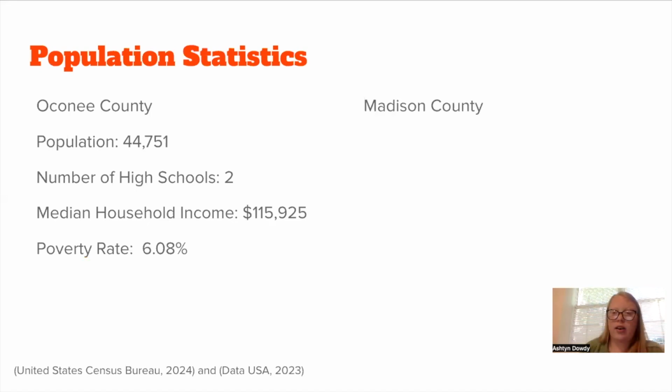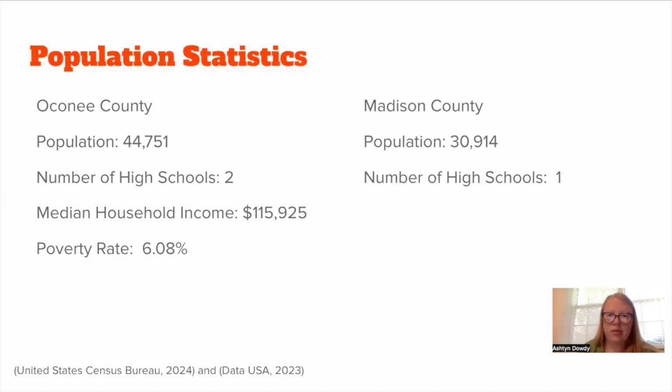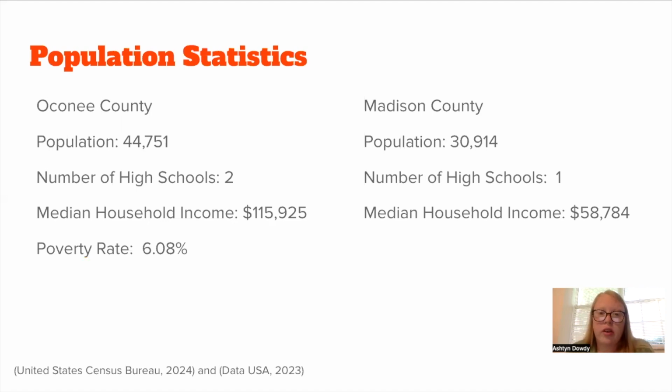Then you look at Madison County. Again, this is the county as a whole. A little bit smaller population, nearly about 30,000 there. There's only 1 high school in Madison County. But here's where it gets really, really different. Look at your median household income. In Madison County, it is nearly half the median household income of those in Oconee County. And then you look at your poverty rate up at 18.9%. That is over double what it is in Oconee County. So again, some pretty differing numbers there as far as economy and income goes.